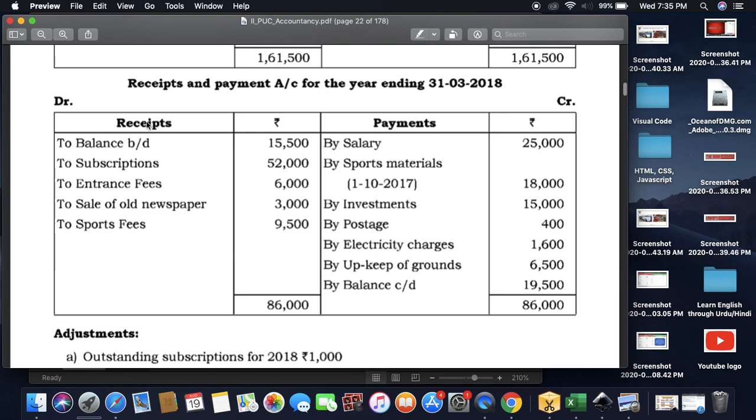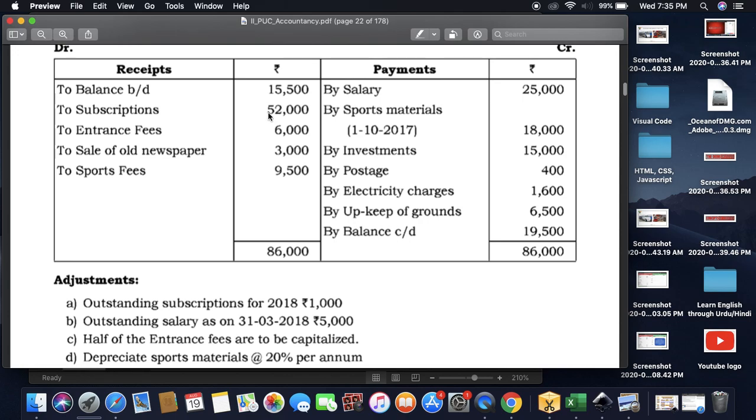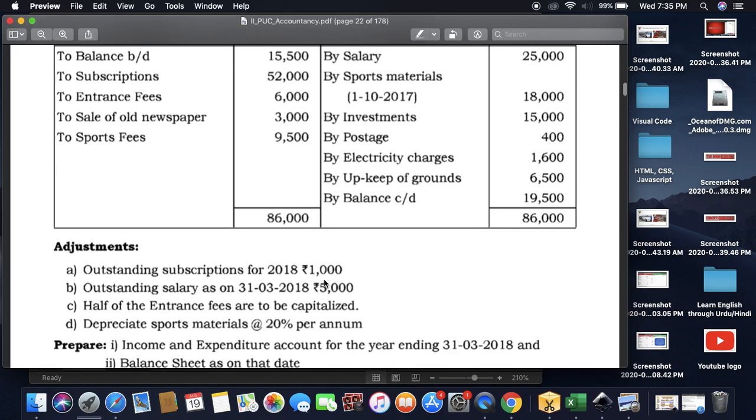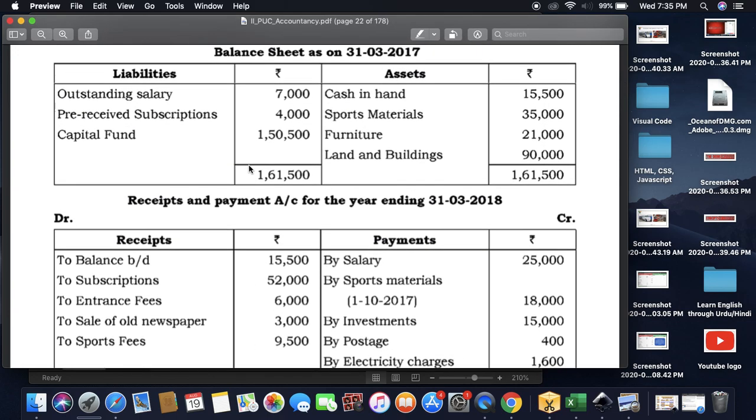So subscriptions, that's a form of income. Now you need to come down and see if there is any outstanding subscription for this year. So you take this amount, 52,000, and add 1,000, and you need to go and see in the previous year's balance sheet for pre-received subscription. We received this money last year, but it is supposed to be for 2018. So this also we need to add. That's about it.